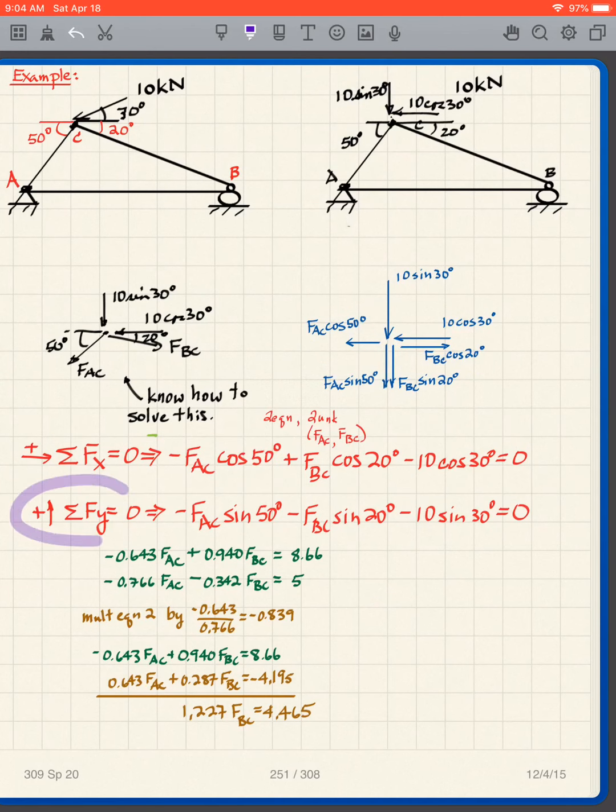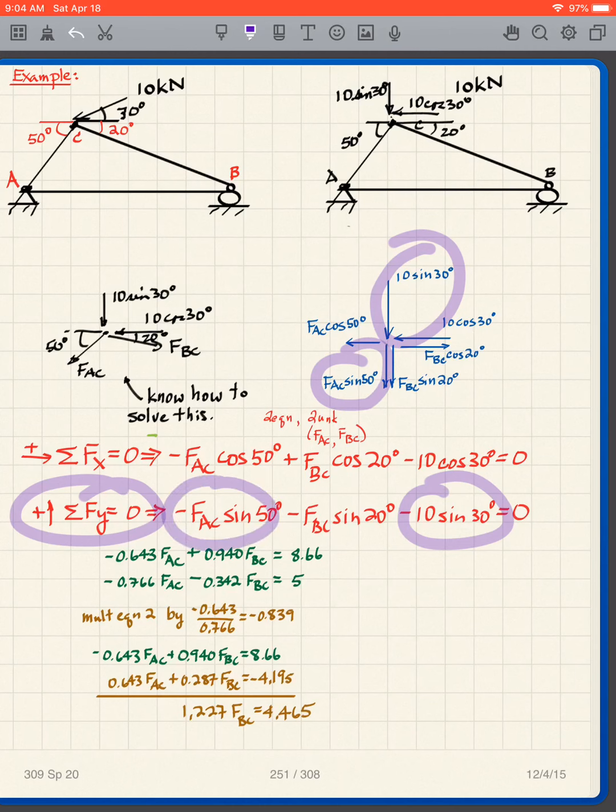I do the y direction, so the force in the y direction, upward being positive. So I have minus 10 sine 30 minus FAC sine 50 minus FBC sine 20. All that's equal to 0.